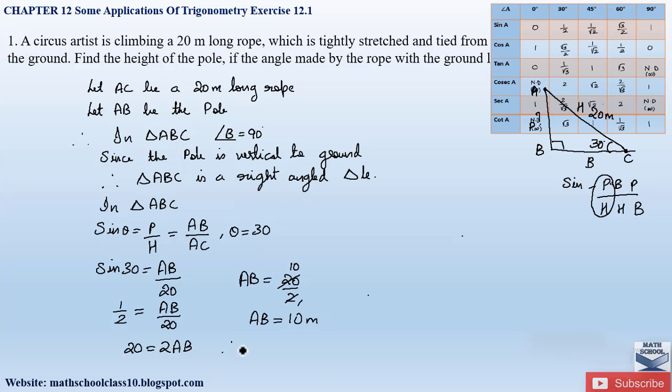So therefore you can write down the height of the pole is 10 meter, right? So this is how we solve question number 1 from exercise 12.1. So do follow the 4 steps which I have discussed with you to solve our exercise 12.1 and also our example problems. So this is how we solve this problem.